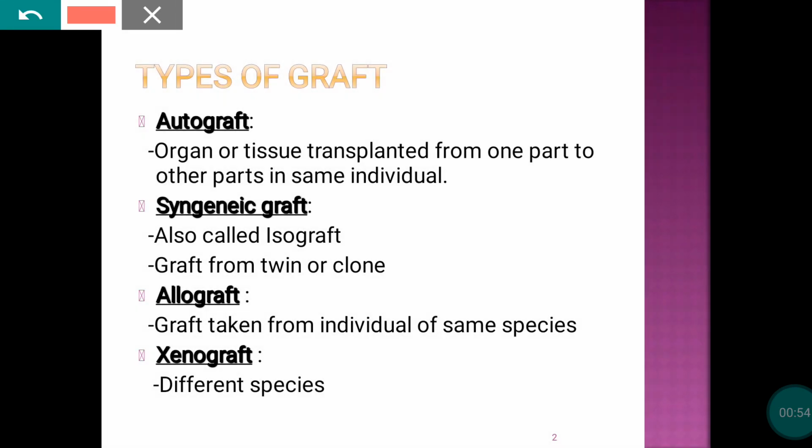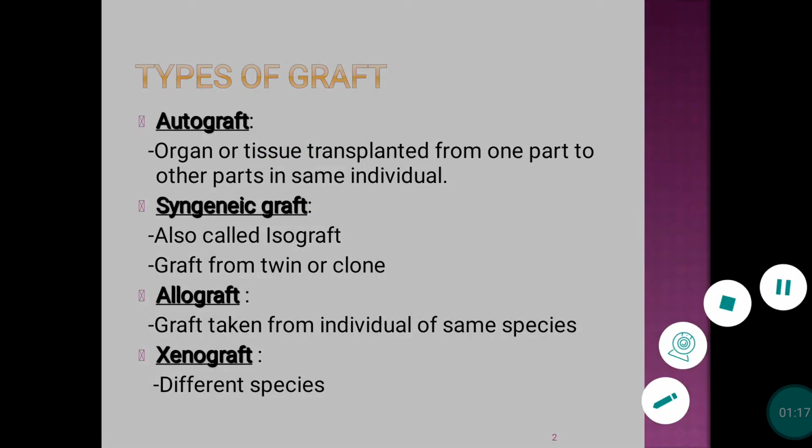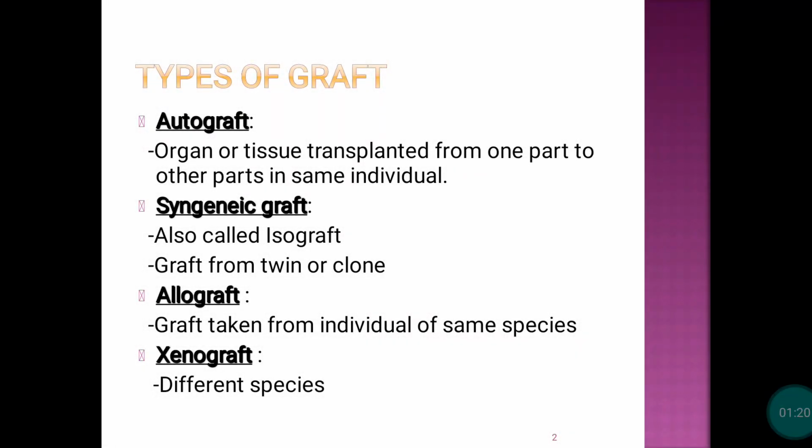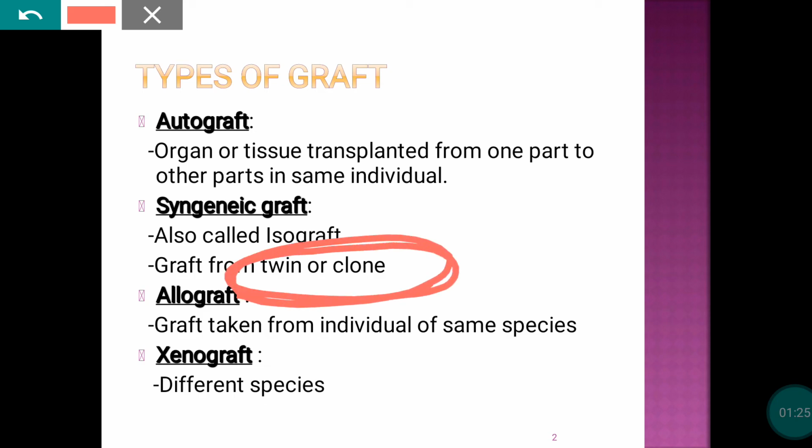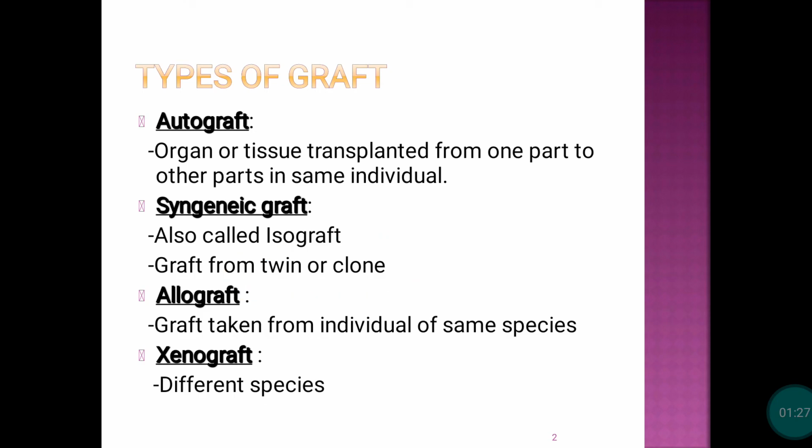If an organ or a portion of tissue is transplanted from one part of the body to another part of the body in the same individual, then it is known as autograft. Suppose tissue from my leg is taken and transplanted over my face, then it is known as autograft. Now if tissue grafting is done between two twins or clones, then it is known as isograft.